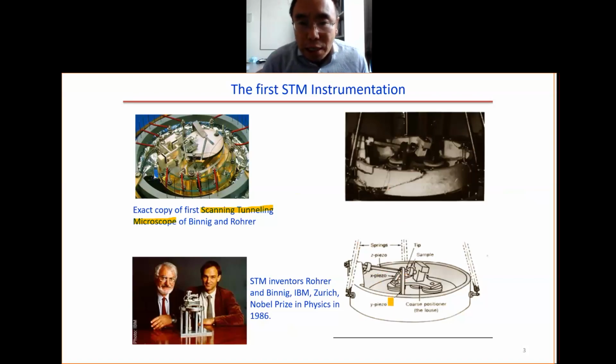It's something like this. So the key is how to move the sample precisely. In order to have atomic resolution, we need to move the sample precisely. This is realized by the piezoelectric material. This is piezo. This is also piezo. So we have the piezoelectric material. This can control the movement at a very, very high precision.